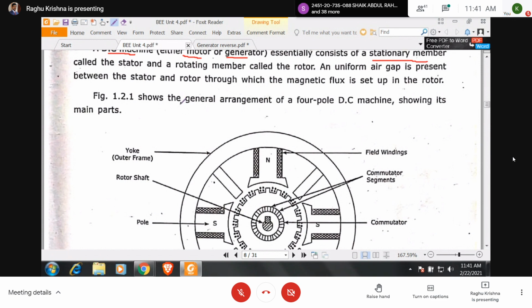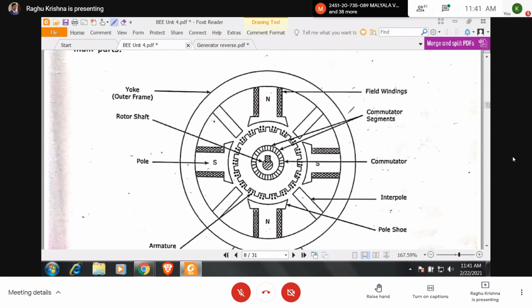Let us see the construction of a 4-pole DC machine. Here you have 4 poles: North Pole, South Pole, North Pole, South Pole. So total 4 poles, 2 are North Poles and 2 are South Poles. You can see the North Pole and South Pole are arranged alternately.